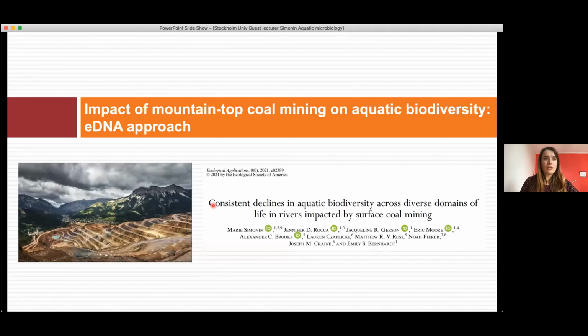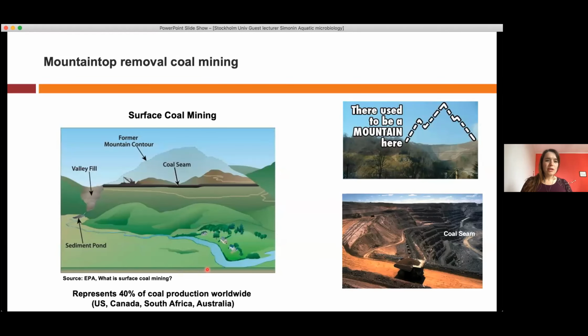Now I'm going to show you another example of this type of approach, focusing on the impact of mountaintop coal mining on aquatic biodiversity using an eDNA approach, so eDNA for environmental DNA. And this work was recently published in Ecological Applications. So just to give you a brief introduction on what is mountaintop coal mining, basically the idea is that you have a mountain with coal. Instead of digging a tunnel like the traditional way, you're going to just explode the entire mountain and remove it and fill the valley with all the debris and the rocks. And so you can directly access the coal seam.